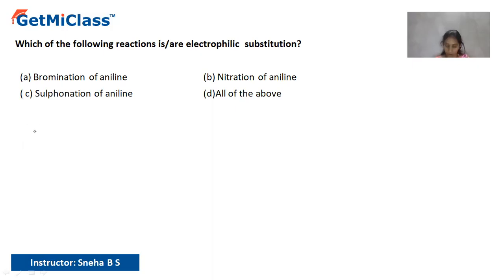So in a bromination, if we have aniline, a bromine group comes and attaches to the aniline. Okay, so the bromo group comes and attaches. So here bromine acts as an electrophile. So this acts as an electrophile.